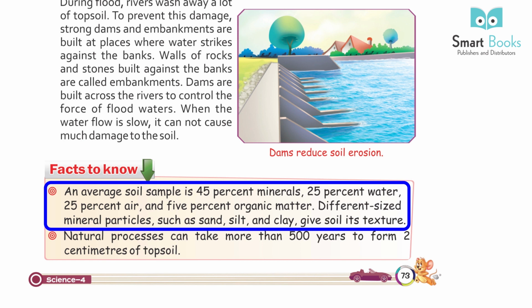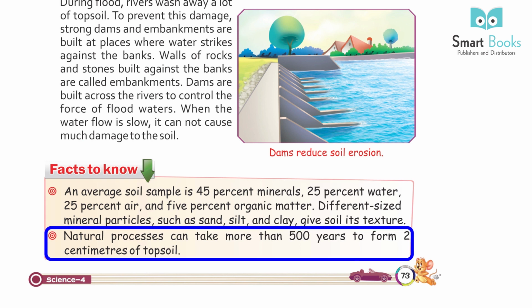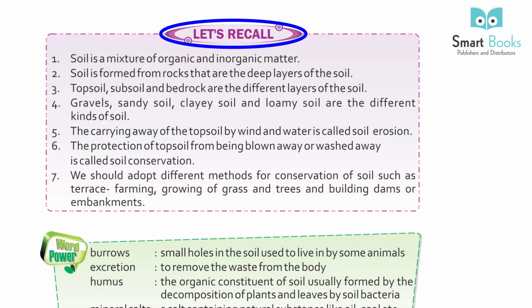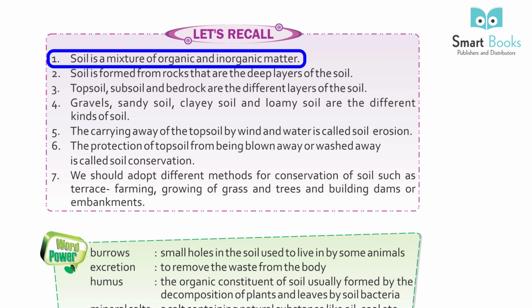Different sized mineral particles such as sand, salt and clay give soil its texture. Natural process can take more than 500 years to form 2 centimeters of topsoil. Let's recall. 1. Soil is a mixture of organic and inorganic matter.